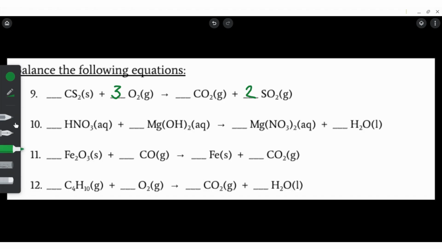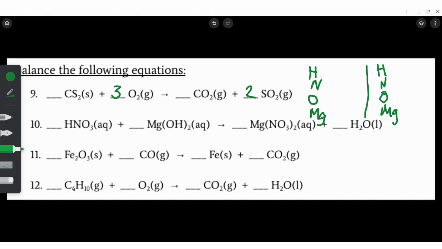Moving on to number 10 now. We're going to do the same thing. So we're going to count how many of each atom type we see on each side of the equation. So here we've got H, we've got O, we've got N, we've got O, and we've got magnesium. So hydrogen, nitrogen, oxygen, magnesium. And even though they don't appear in the same order on both sides, I'm putting them in the same order on my list so that I can easily compare them.